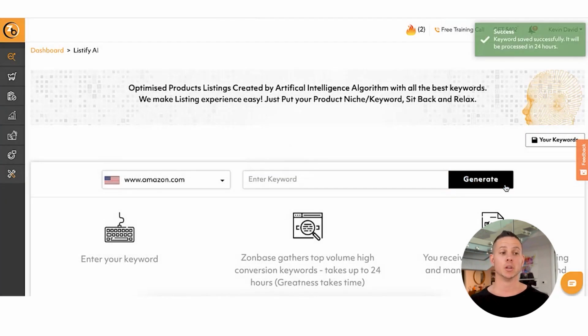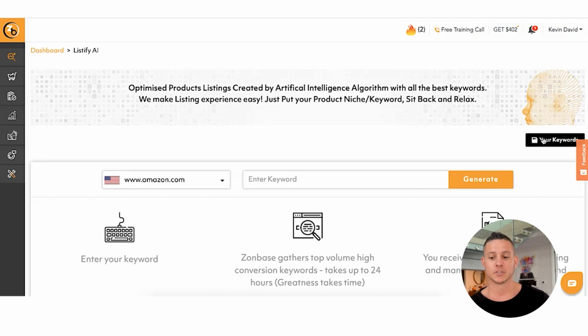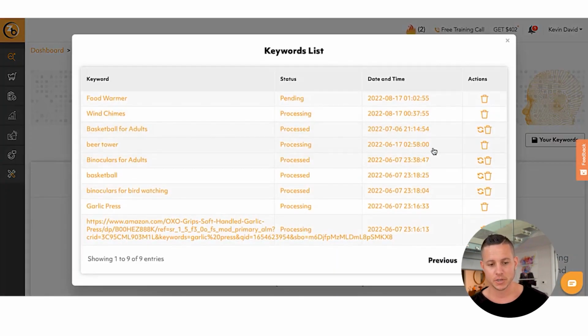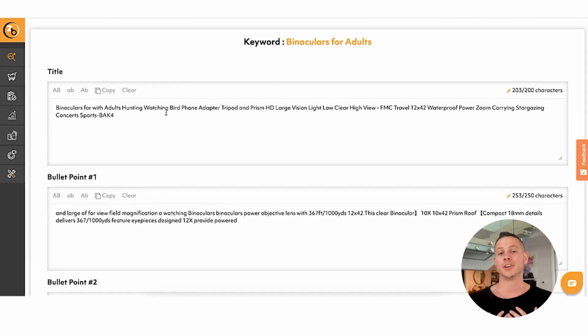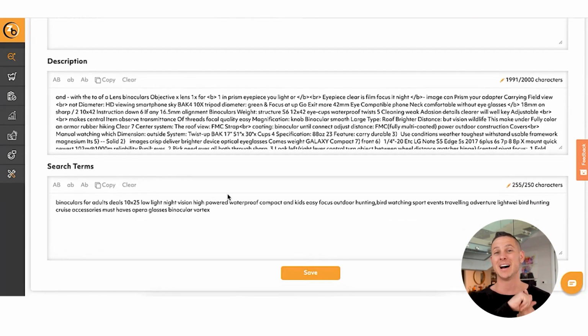And Zonbase is literally gonna do a lot of the heavy lifting for us, go out and find us an SEO optimized, machine learning optimized listing where we can actually rest assured that the highest keyword volume and highest converting keywords are likely to be actually involved there. So what we're gonna do is actually go ahead and click on one of these that I've already filled out. I did binoculars for adults already, so we're gonna load this one. And as you can see, Zonbase's machine learning and artificial intelligence actually created me a title, bullet points, and a description and search terms, literally from the highest keyword volume, highest converting keywords on these other pre-existing organically ranking listings.